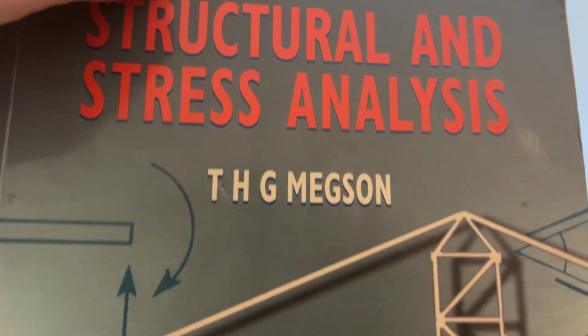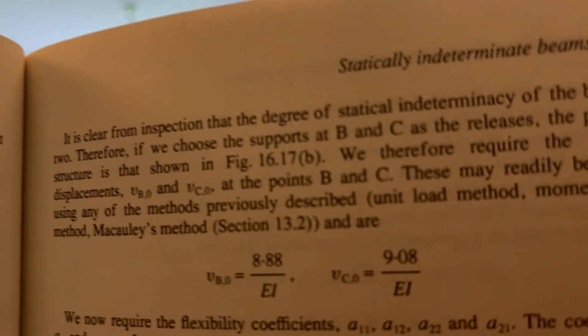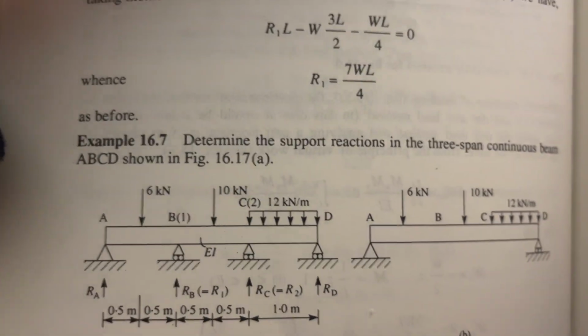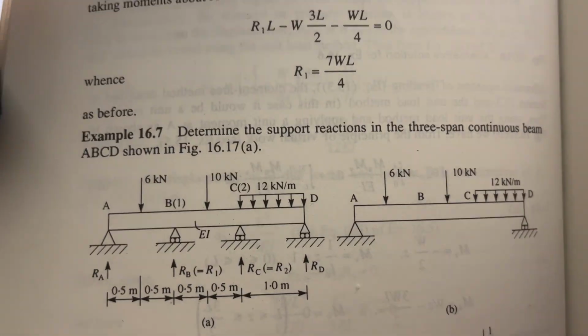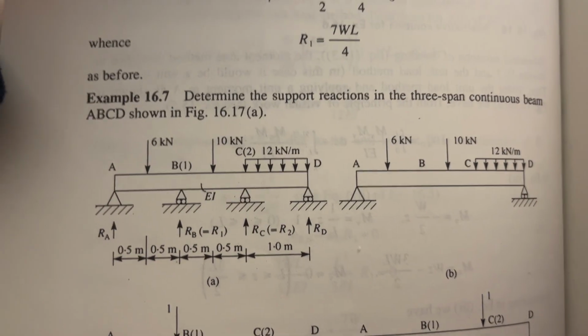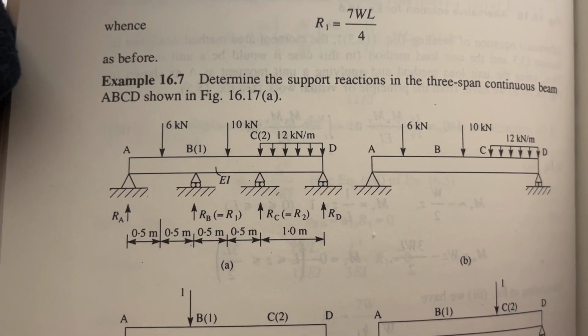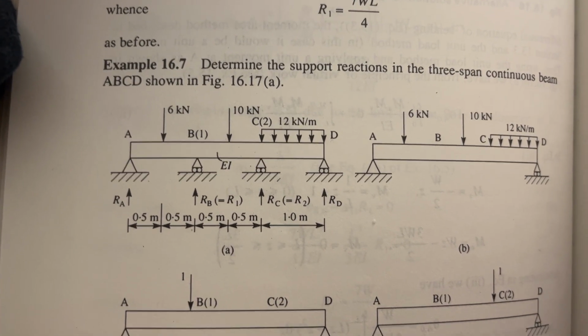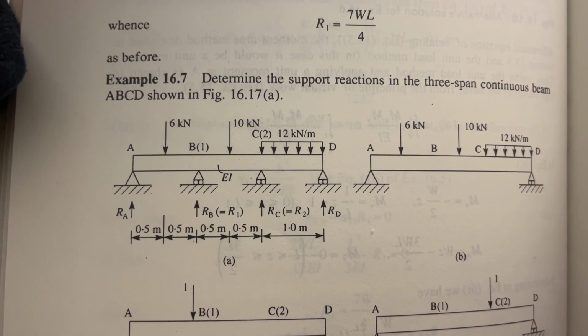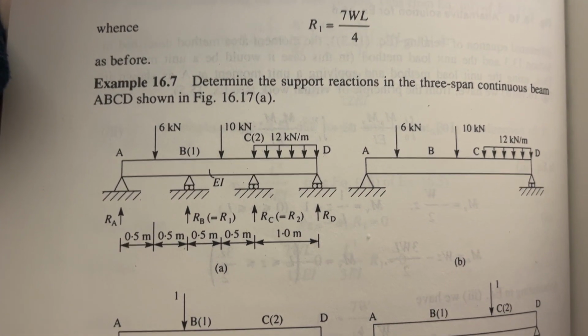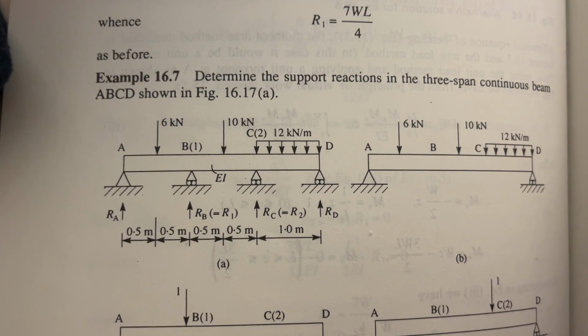This is Structural and Stress Analysis by T.H.G. Megson, Arnold Publishers. So I've come to chapter 16, statically indeterminate beams. This is because I wanted to show this example of the flexibility method. This is a flexibility method with two unknowns, two support unknowns. So this one we've got to use simultaneous equations.